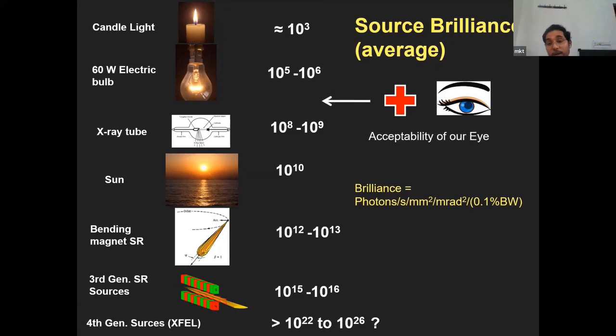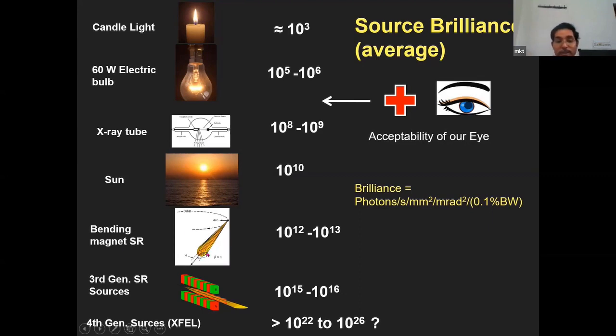And this is the limit of our eye, the amount of brilliance it can handle, which lies at 10 to the power 7 or so. That's why we cannot see the sunlight directly, because our eye is not capable of handling such a high amount of photon flux.